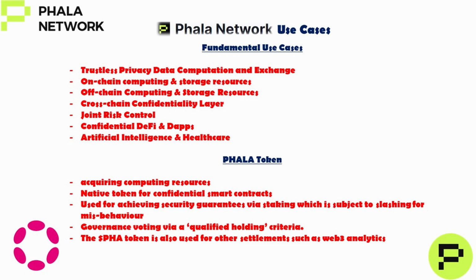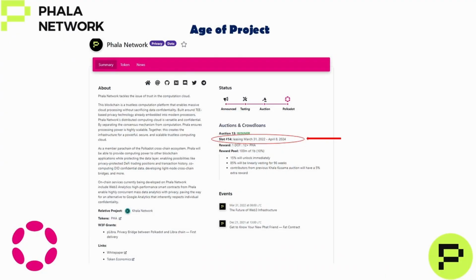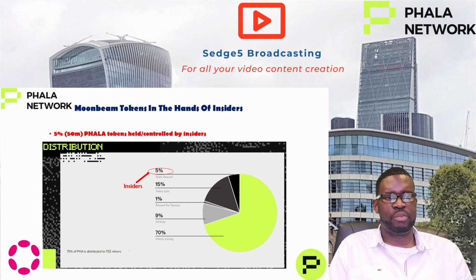Age of the project: it became a Polkadot parachain on the 31st of March 2021, but it actually launched in September 2020, which means it's been running on the Ethereum blockchain. The tokenomics: ticker symbol PHA, total tokens 1 billion, mining for the community is 70%, or 700 million, earmarked for the community. The airdrop 9%, the team owns 5%, token sale they allocated 15%. Reward for testnet 1%. Current circulating supply 272 million tokens.